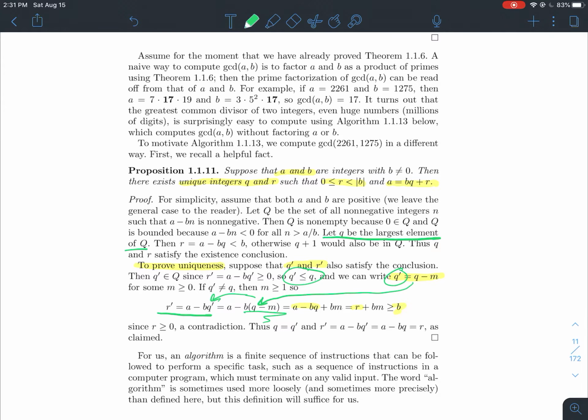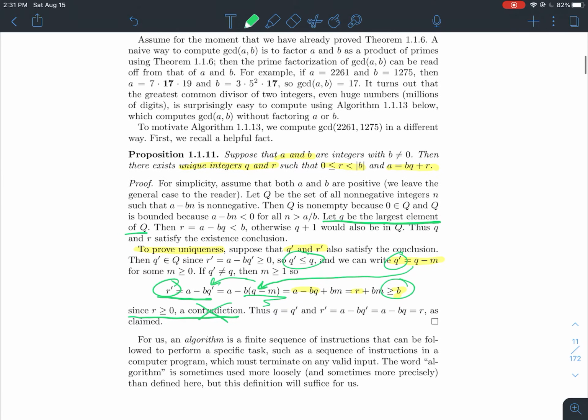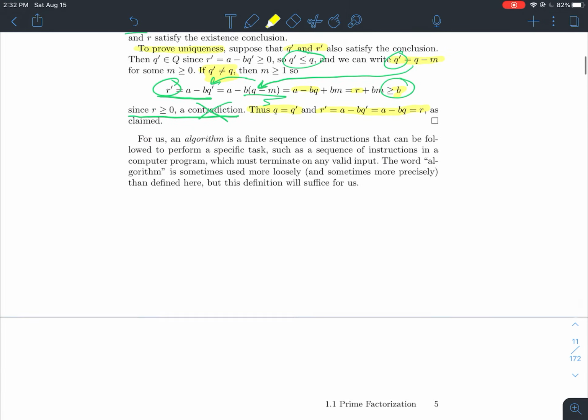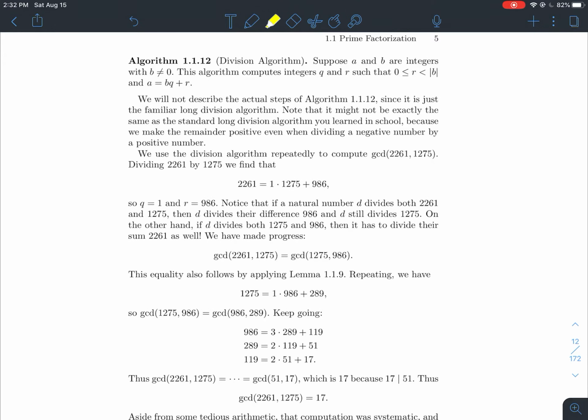What does that say though if you kind of chase through it? r prime is bigger than or equal to b, which is impossible, right? We assumed that r prime had to be strictly less than whatever b is by hypothesis. So what we just said is that q prime not equal to q is impossible. Well, what's the opposite of that then? It has to be the case that q is q prime, and then by definition r prime has to be the same as r. We will call that the division algorithm. And so it's really just long division, more or less.